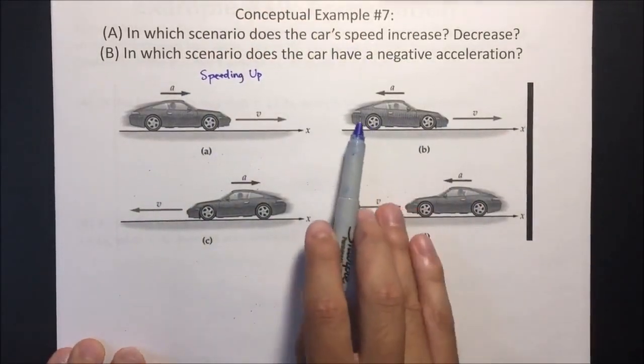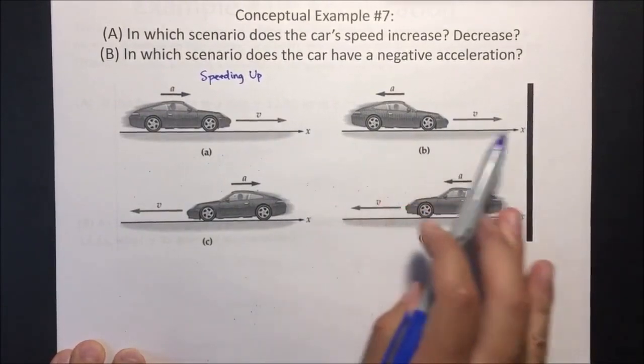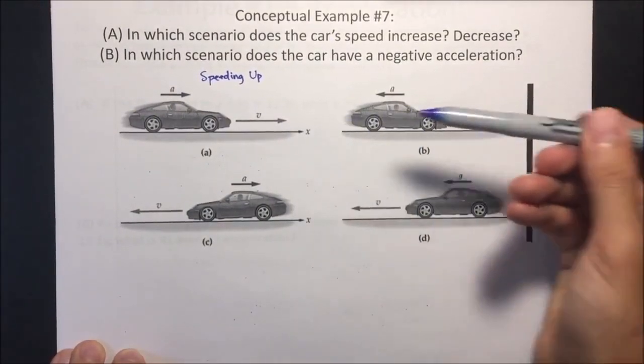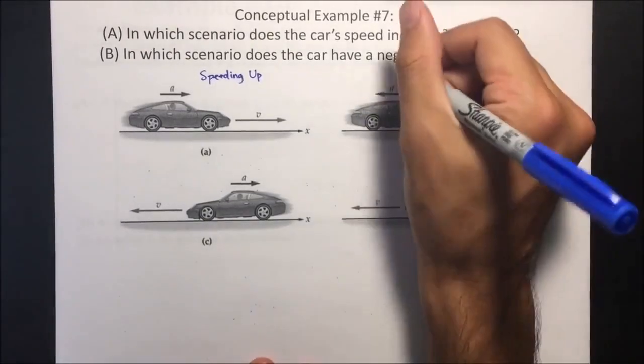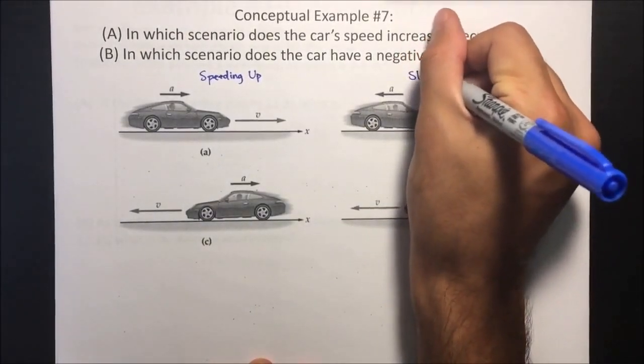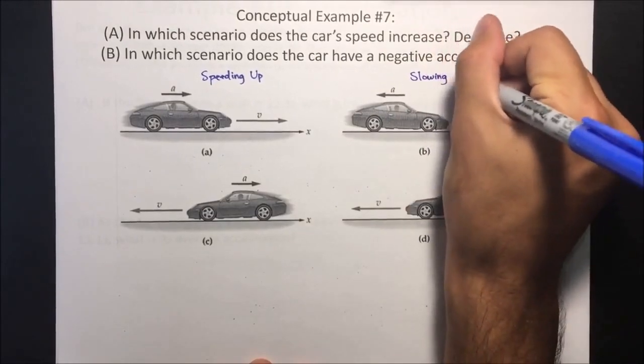In this case, we see that it's moving to the right, the velocity is to the right. However, the acceleration is to the left. Whenever they're in opposite directions, that means it's slowing down. Slowing down.